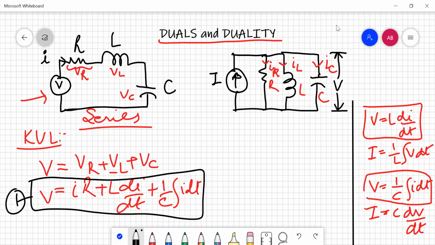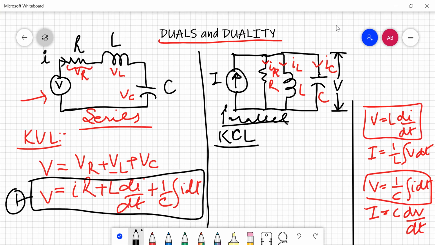So now we are going to write down our KCL for this parallel circuit. This is my parallel circuit, and now I am going to write the equation based on KCL. Here you can see that the total current entering is I, and it is equal to the sum of the currents taken by the resistor, the inductor, and the capacitor. So now I have to write the equation in terms of currents.